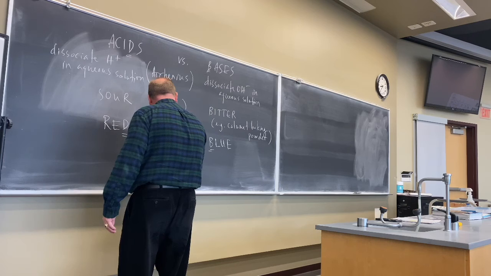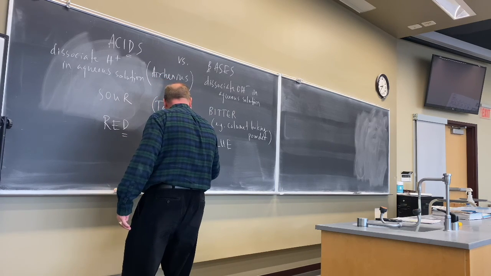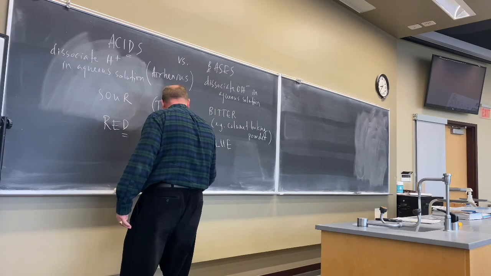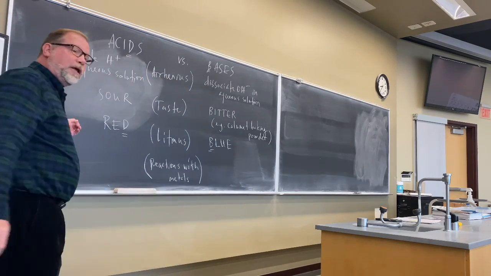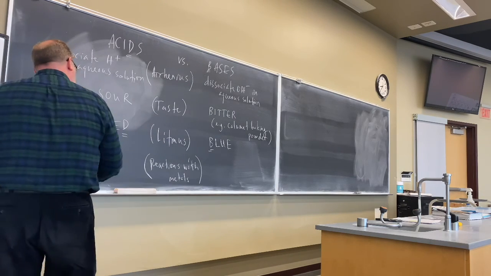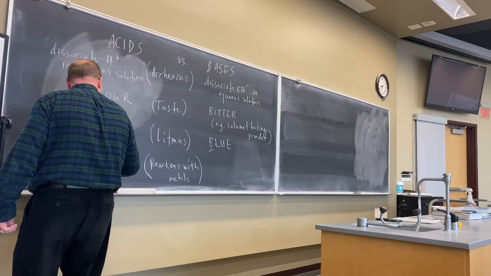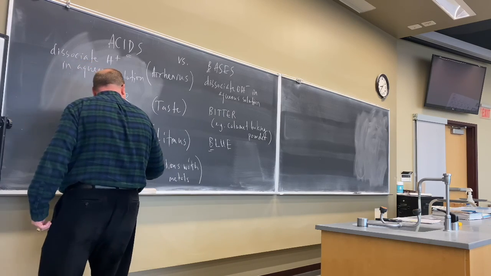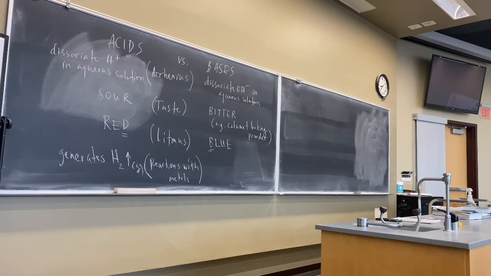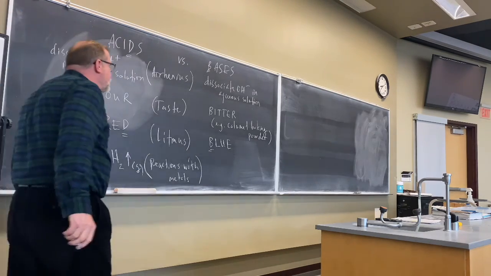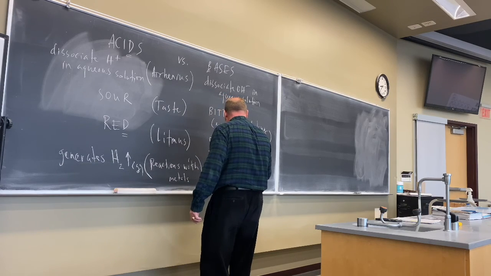We also can talk about the reactions with metals, because you've done those in lab now. If you take a metal and you drop it into an acid, it generates hydrogen. The gas literally bubbles off of the surface of the metal, as opposed to bases, which really show no reaction with metals.